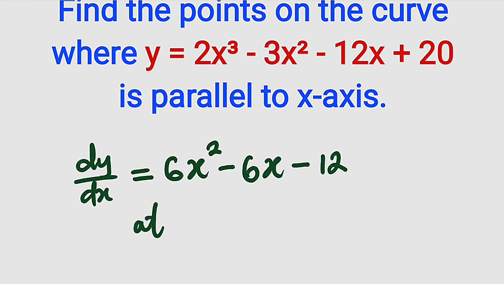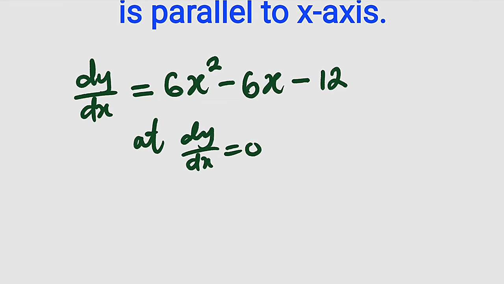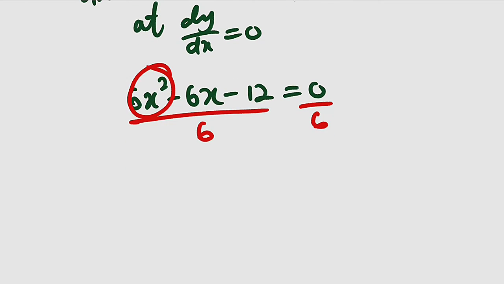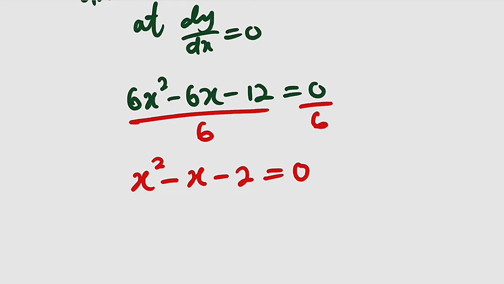So at dy over dx equal to 0, we are going to set the whole of this equal to 0. We have 6x squared minus 6x minus 12 equal to 0. All of these 3 terms contain a common factor of 6, so we can divide every single term by 6. 6x squared divided by 6 will give us x squared only. Minus 6 divided by 6, we have only x here. Minus 2, this is equal to 0.